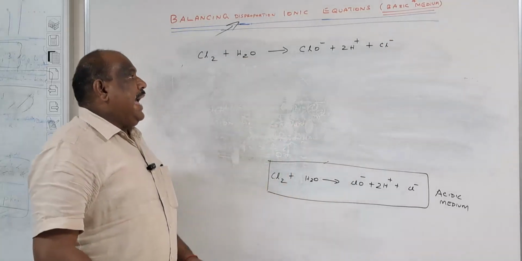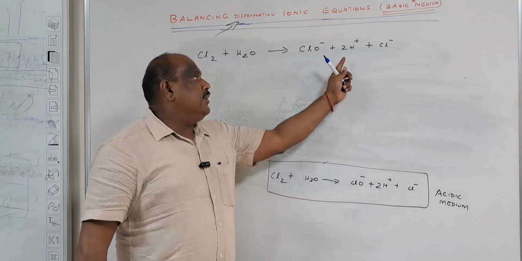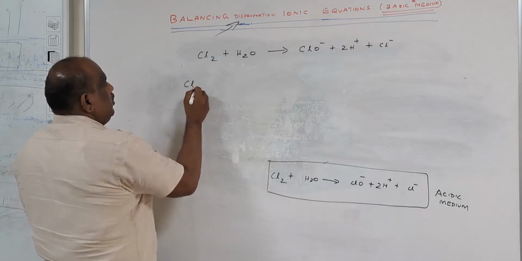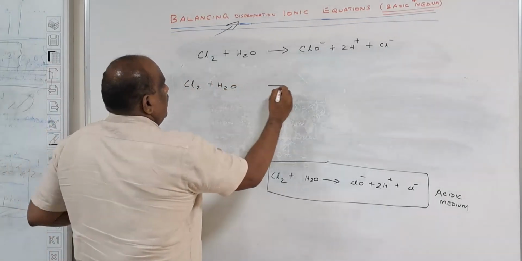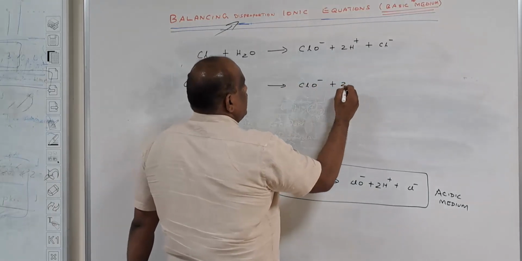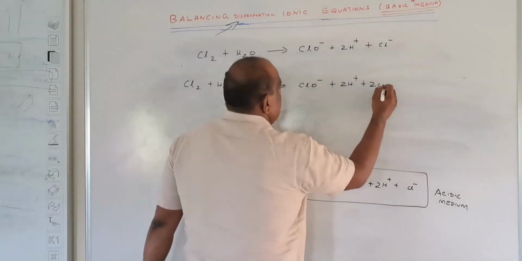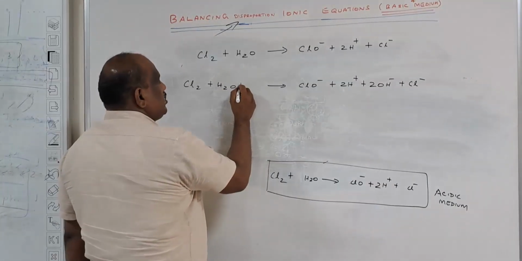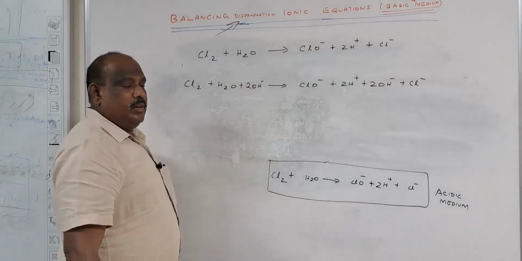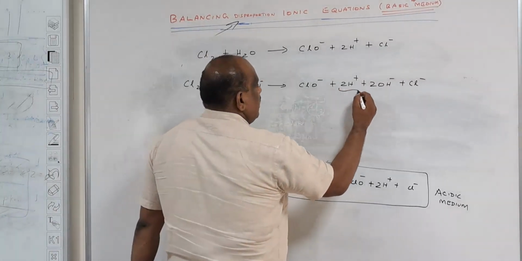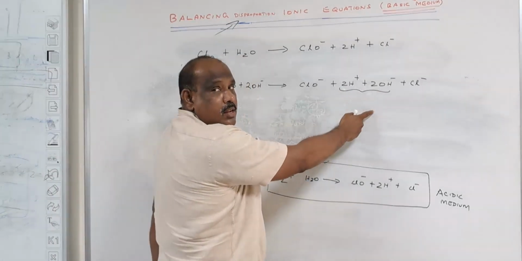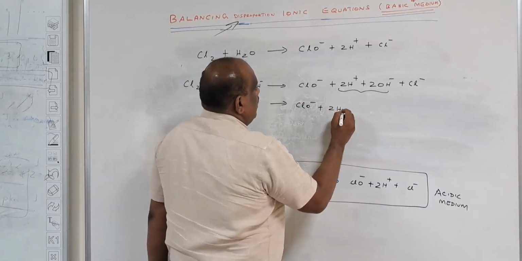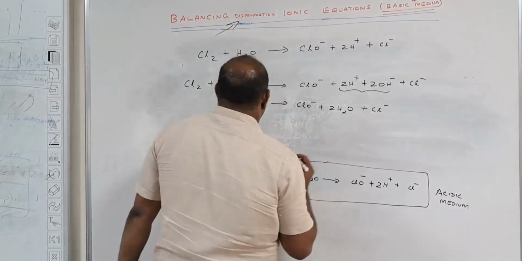The step is very simple. Add OH- ions equal to the number of H+ ions on both sides. So Cl2 plus H2O gives ClO- plus 2H+. I am going to add 2OH- ions. So I have added 2 OH- ions, so on this side also I have to add 2 OH- ions. Now what is this one? 2H plus 2OH is 2 water molecules. So ClO- ion plus 2 molecules of water plus Cl- ion.